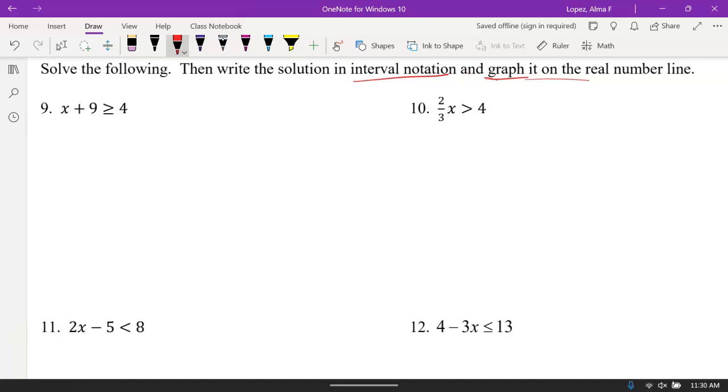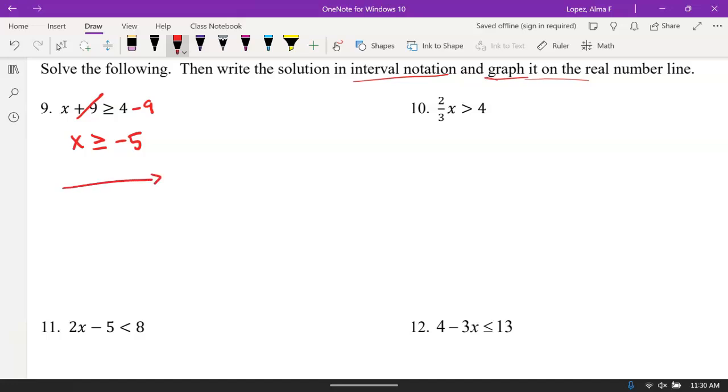All right, here we want to get the x all by itself, and if this were just a regular equation like we've already learned to solve, we would start by moving the 9 over to the other side. When it crosses over that inequality, it's going to change to the opposite sign. So we have x, our symbol, and 4 minus 9, which combine to make -5.